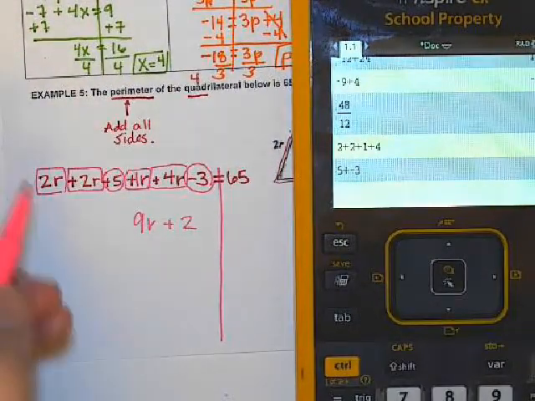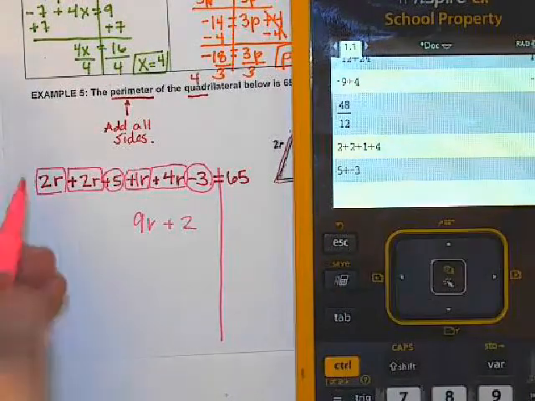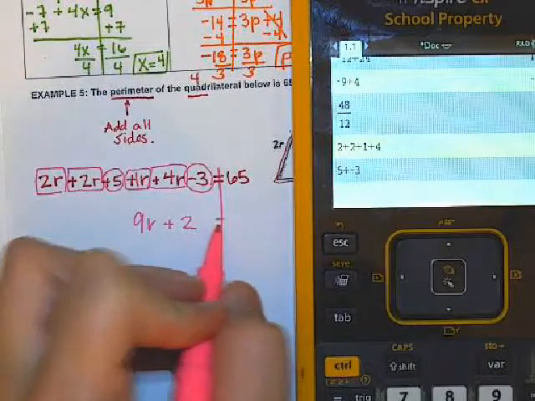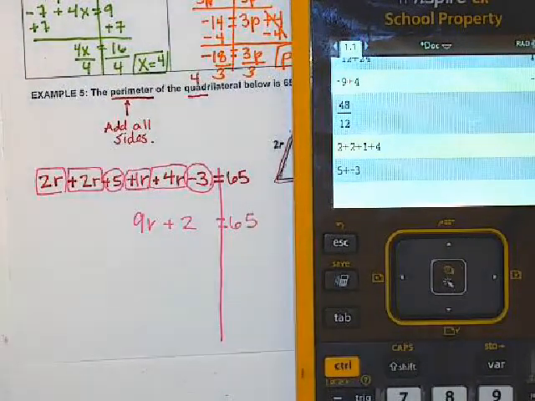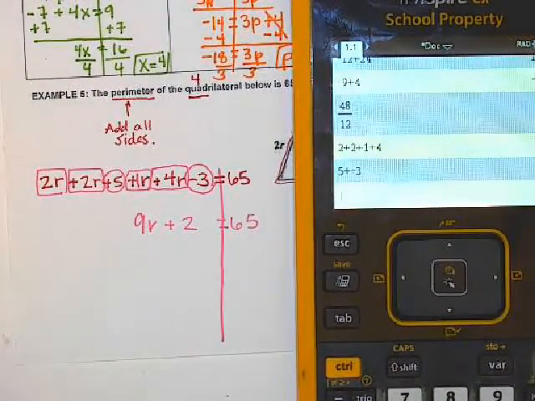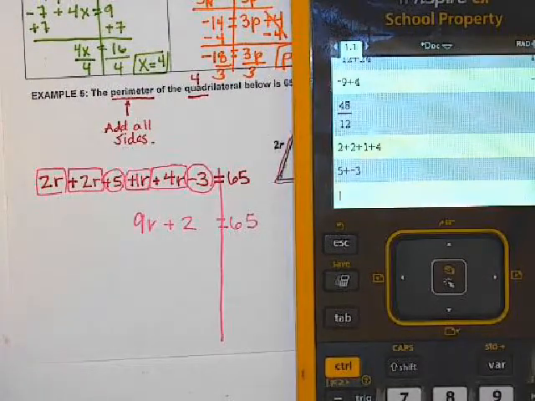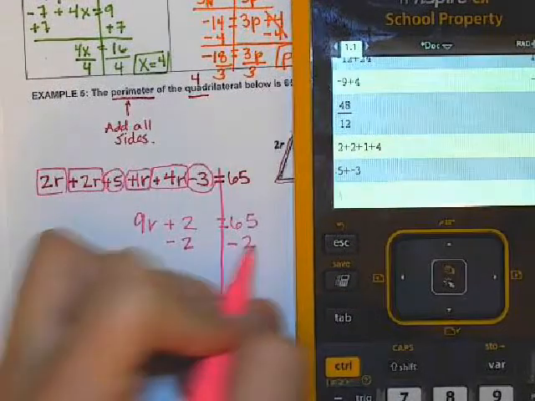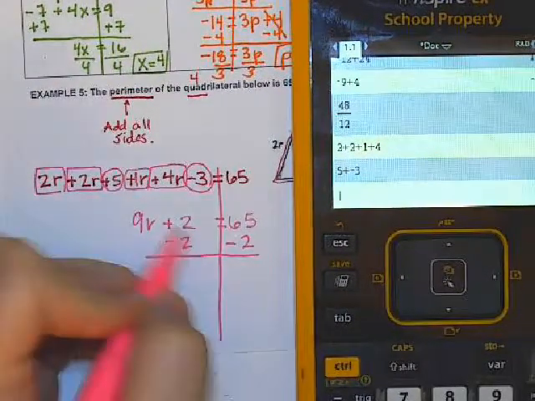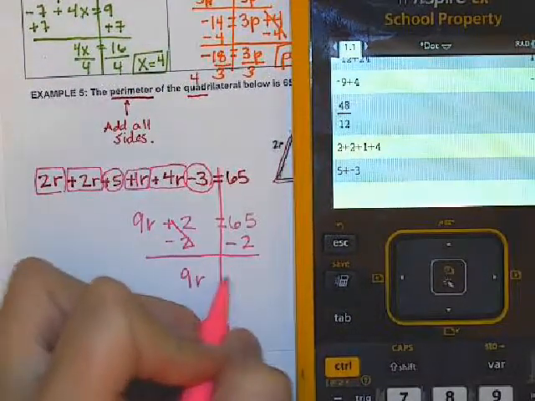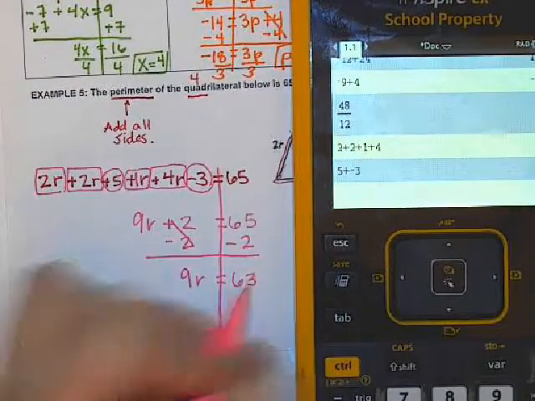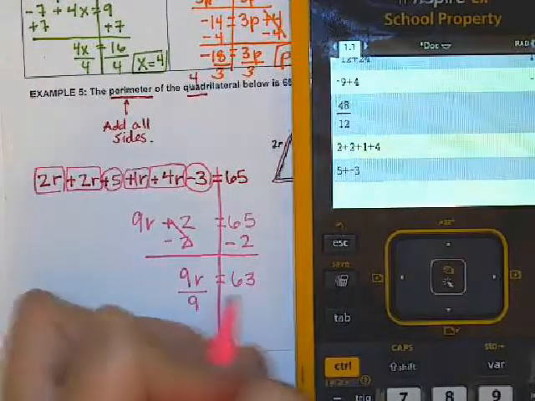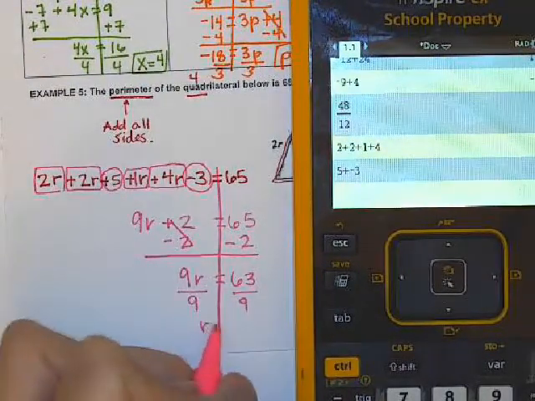Can I do anything else? Yes. What? Bring down the 65. Okay, yes. I can't do any other simplifying, so now I'm going to bring everything down that I haven't used, which is just the 65. Okay, get r by itself. So minus 2 on each side. Do the plus and minus first. Those cancel. I'm left with 9r equals 63. Now I'm ready to do the division. Divide by 9. R equals 7.